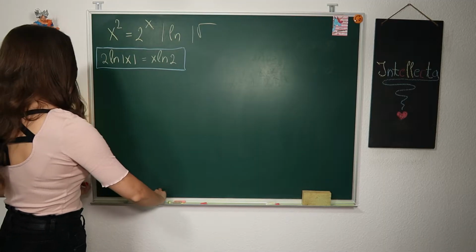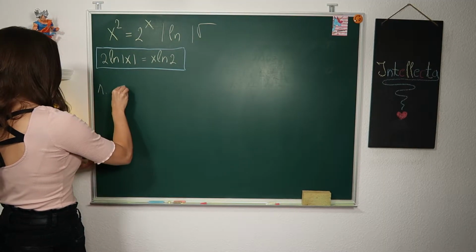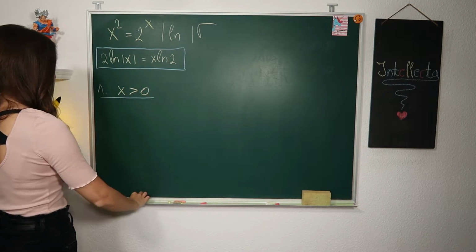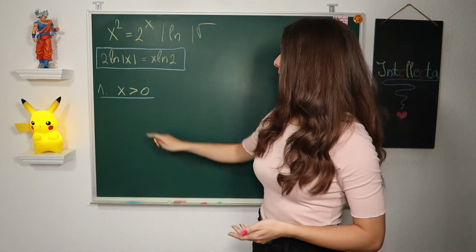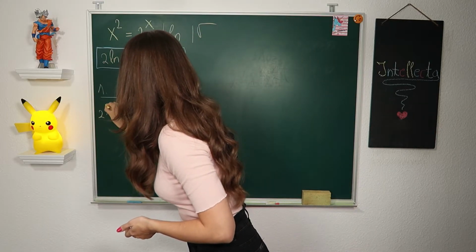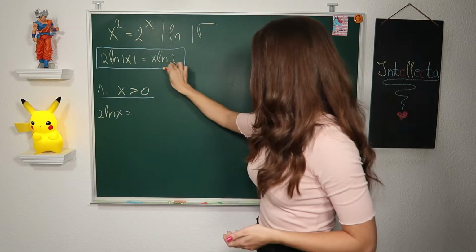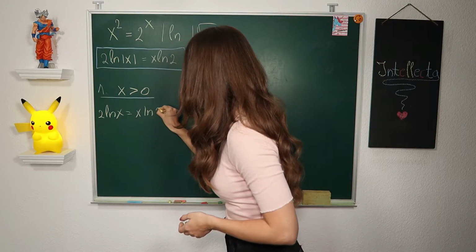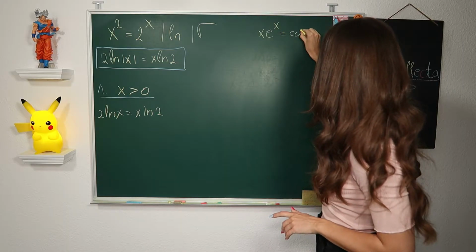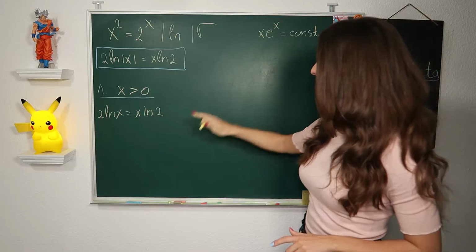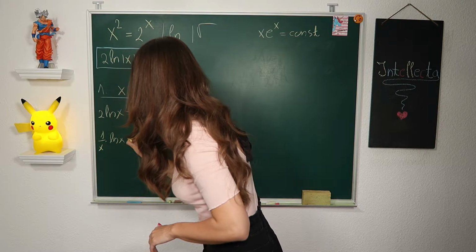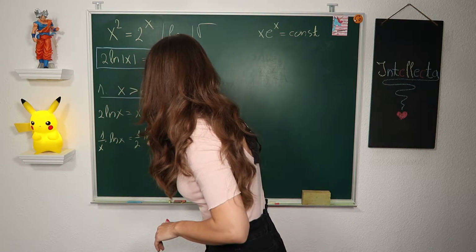Okay, now, so this is our equation. So the first case is for x greater than 0. So this is our first case. And what do we have? If x is greater than 0, then we have ln of x, and so 2 ln of x is equal to x ln 2. So remember, we want to get this form here, x e to the x is equal to some constant. That's why we want to have all x's on one side, and we will have 1 over x times ln of x is equal to 1 over 2 ln of 2.